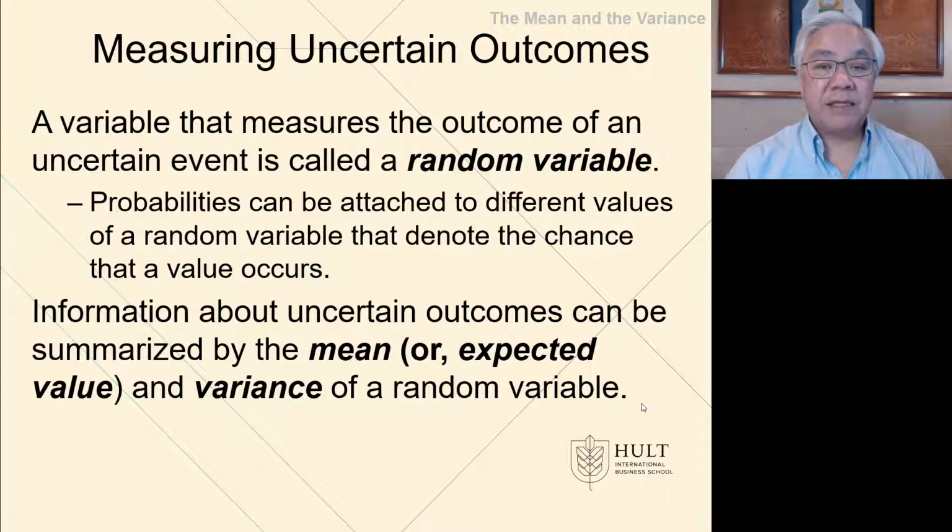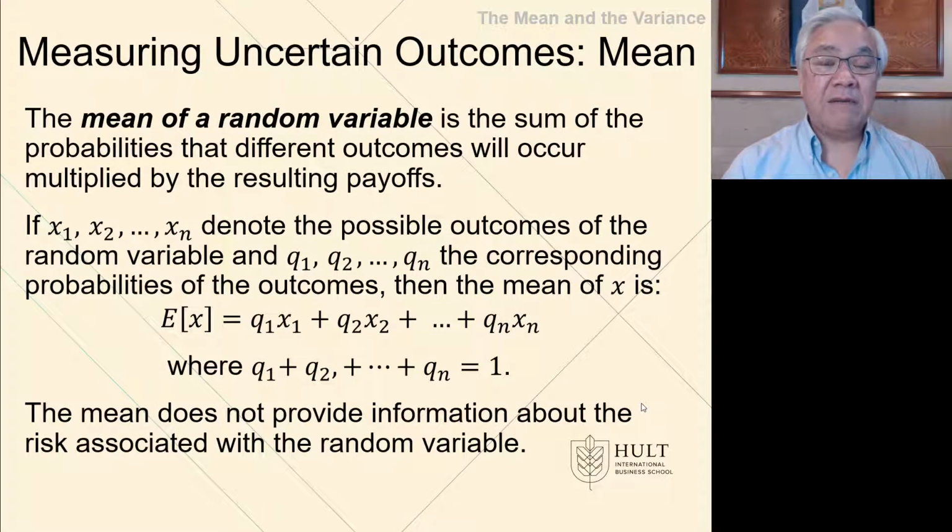And information about the uncertain outcomes can be summarized in the mean, or expected value, and variance of that random variable. The mean of the random variable is the sum of the probabilities that differing outcomes will occur multiplied by the resulting payoffs. For example, if we have outcomes x1, x2, x3, etc., and we have q1, q2, etc. as the probability of the outcomes, then the mean is equal to q1 x1 plus q2 x2, etc. through qn xn, where q is the probabilities, and when you sum them all together, it equals 1 or 100%.